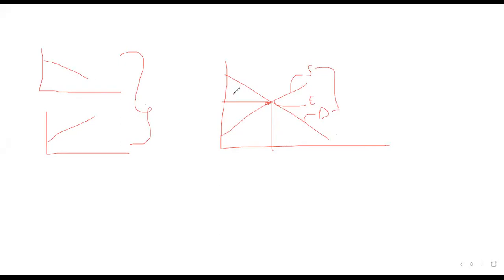So this area here, area A and area B. What is area A called? Consumer surplus. And what is area B called? Producer surplus. And the formula for each of these is equal to what? Half base times height. Are you following?